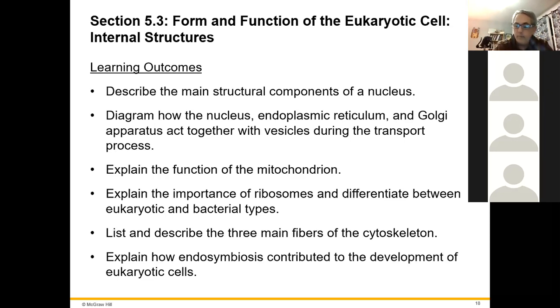And we talk about the fibers of the cytoskeleton. That's what gives cells their structure. And we're going to talk about endosymbiosis, so symbiotic relationships between two species. Endosymbiosis is when one species lives inside another species and actively replicates in it.